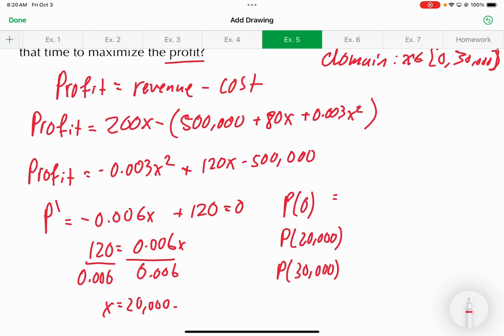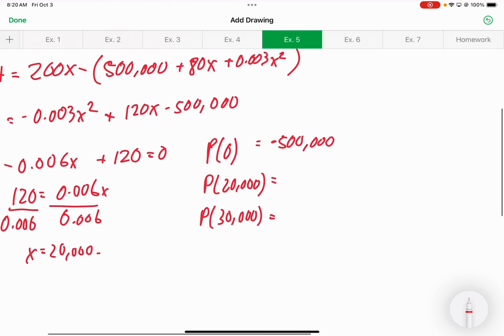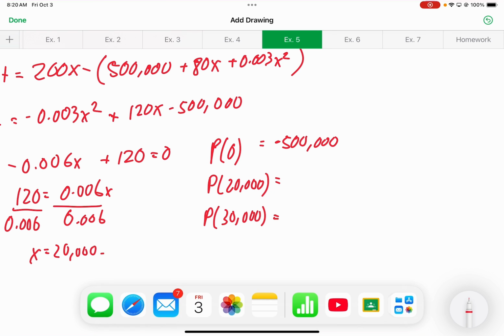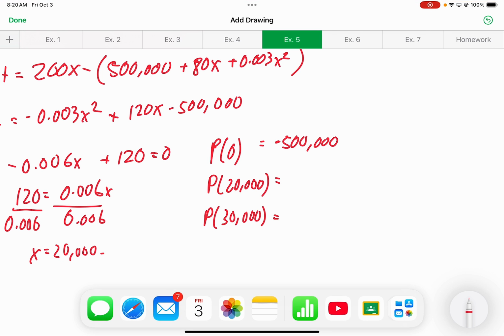If I plug in 0, what do I get? That's not good, that's not what we want for our profit. So that's not the way. Let's plug in 20,000 and then 30,000 and see what we get. I don't think this is going to end kindly, maybe when we plug in 30,000, but not when we plug in 20,000. So I'm just busting out the calculator now.